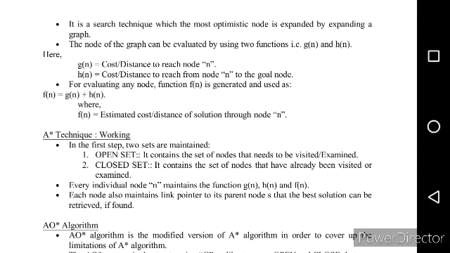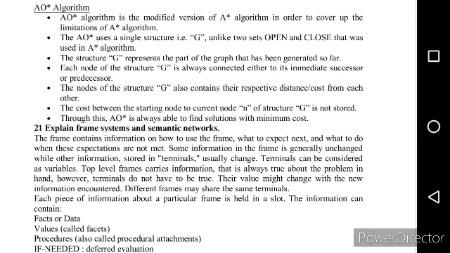AO asterisk algorithm. AO asterisk algorithm is the modified version of the A asterisk algorithm in order to cover up the limitations of the A asterisk algorithm. AO asterisk uses a single structure, that is G, unlike the two sets open and closed that were used in the A asterisk algorithm. The structure G represents the part of the graph that has been generated so far.